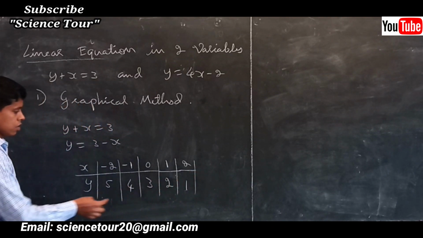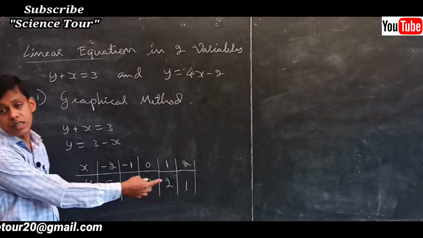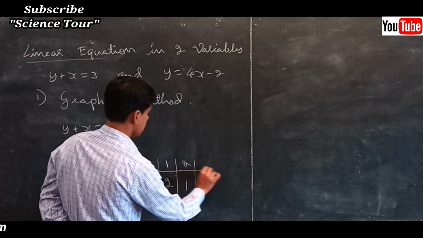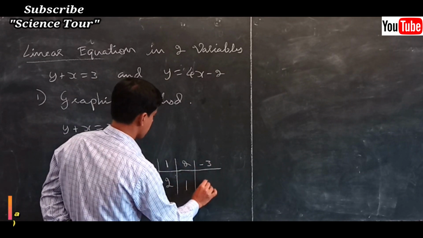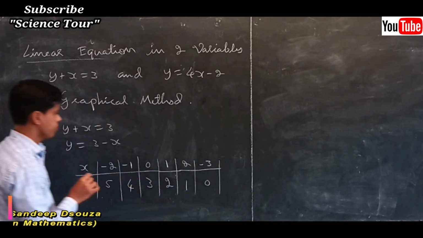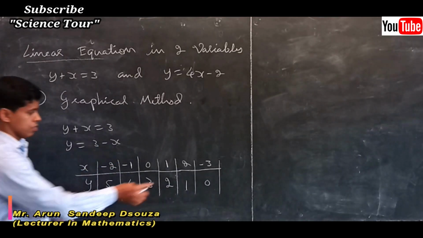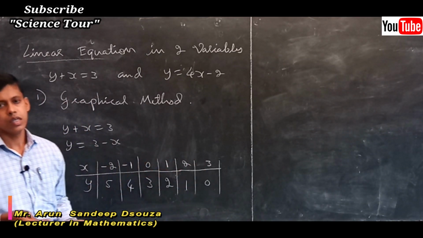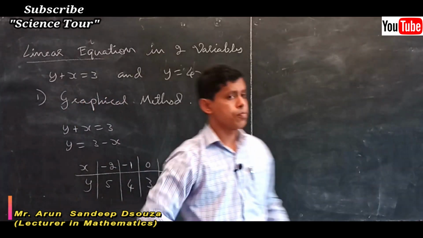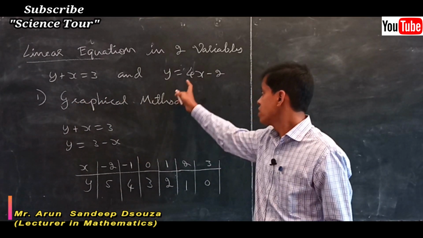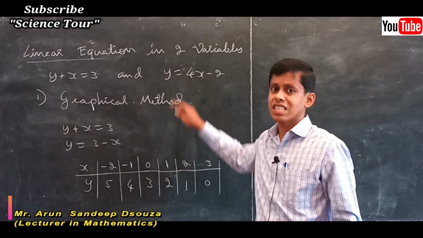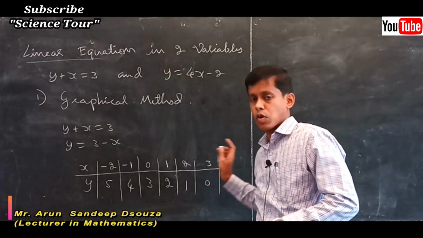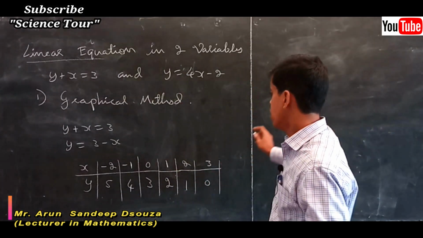And if you want y to be 0, then you can go to 3, sorry. If you take 3 here, 3 minus 3, that would be 0. Similarly, for the second equation, let us get some points and then let us plot the graph of it.